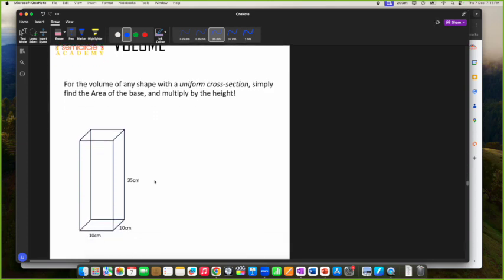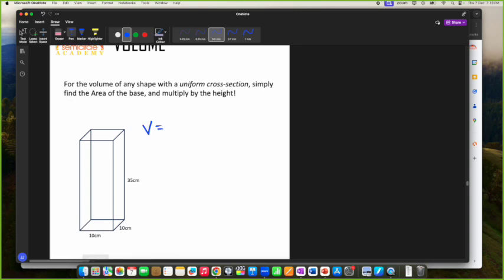Another example here. This example is of a cuboid. And remember, for the volume of any shape, once it has a uniform cross section, you can see here what the base looks like. The base is a 10 by 10 square. If I was to cut this in half, this cross section is going to be a 10 by 10 square. No matter where I cut it, that cross section is going to be a 10 by 10 square. So this has a uniform cross section.